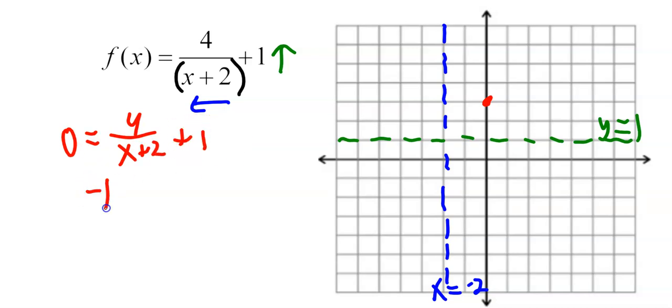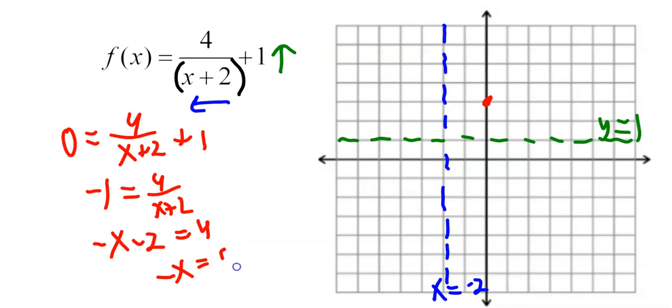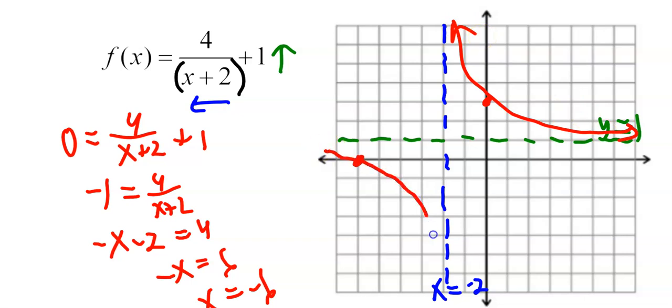So I'm going to subtract 1. I get -1 equals 4 over x plus 2. Multiply both sides by x plus 2. I get -x minus 2 equals 4. Add 2, you get -x equals 6. And then x equals -6. So x is -6. 1, 2, 3, 4, 5, 6, right about there. And so the graph is going to go through that point, but kind of stay within those asymptotes. And same thing over here, it's going to go through this point, but stay within these asymptotes to approach both asymptotes. And that's a pretty good sketch of the graph.